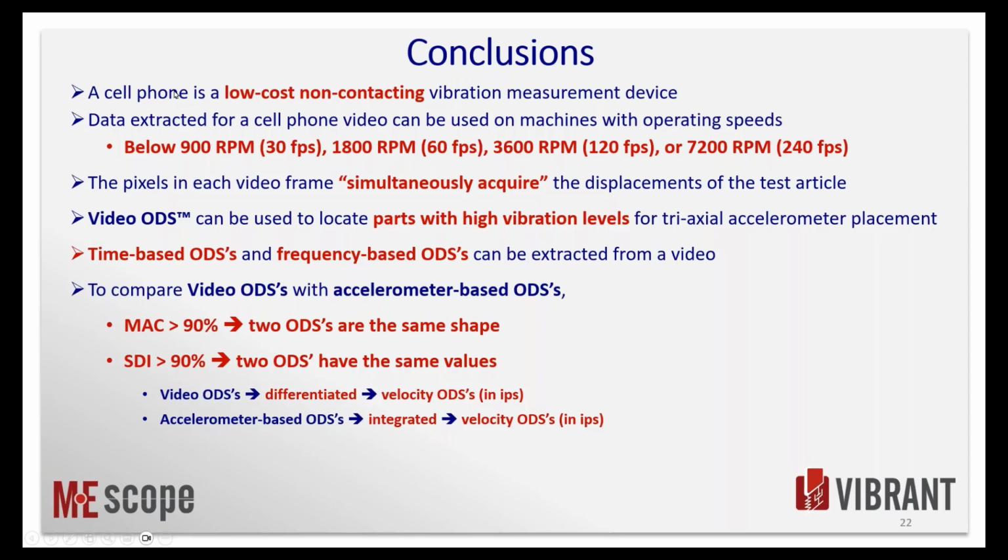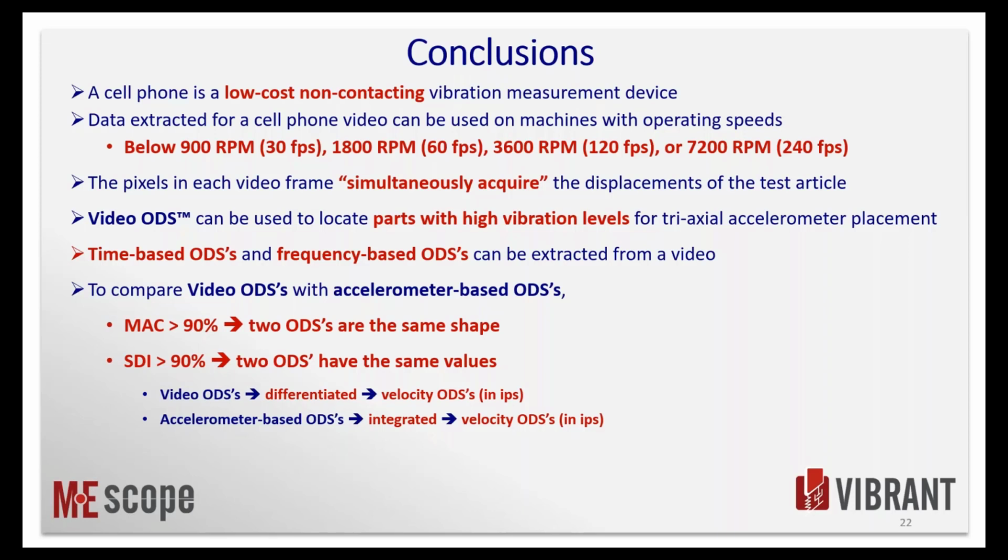So a cell phone is a low-cost, non-contacting vibration measurement device. Data can be extracted for machines running below 900, 1800, 3600, 7200. And as I say, you got to be careful. If you got a peak showing up at less than the running speed, then it's been aliased from a higher speed. So if you sample with a higher sampling rate, FPS, then you're going to see the peaks of the machine. But this is good for lots of machines, lots of orders.